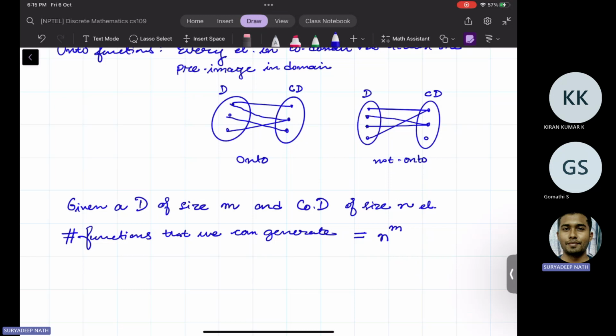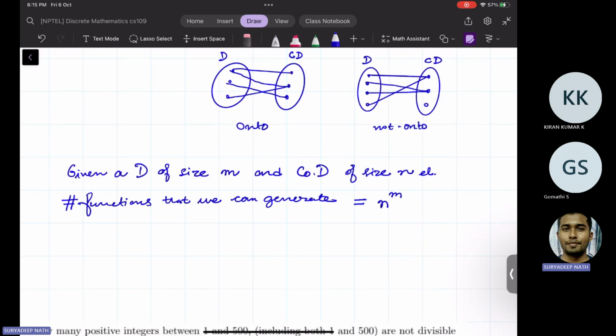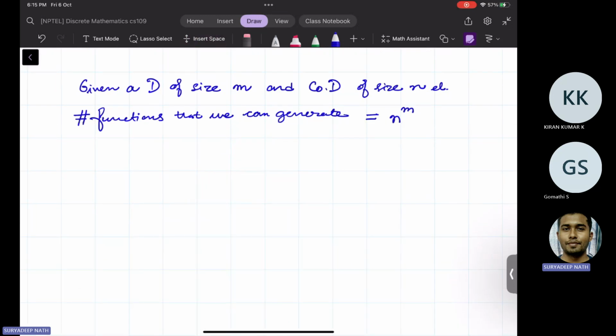How this formula comes about, I'll just briefly tell you.